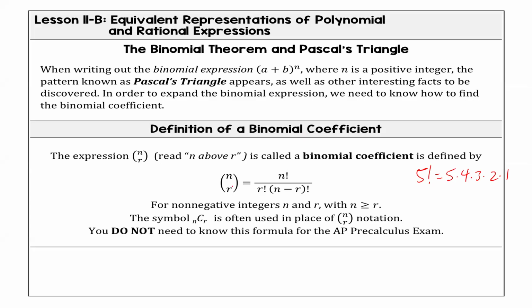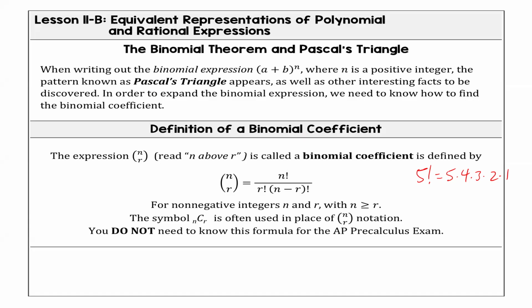For the binomial coefficient, n above r or n over r, however your teacher says it, the formula is n factorial divided by r factorial times n minus r factorial. The exclamation mark is called a factorial.